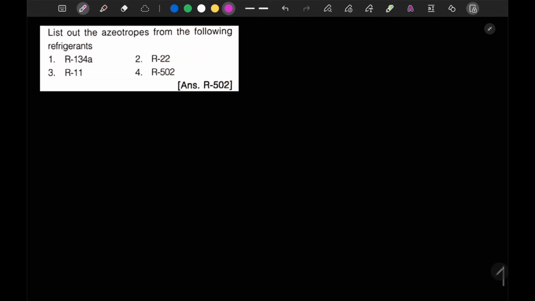Now we will move to our next question. It is asked to list out the azeotropes from the refrigerants. An azeotrope is a mixture of two or more refrigerants, and it behaves like a pure substance. Its designation is in the 500 series. So option 4 should be correct.